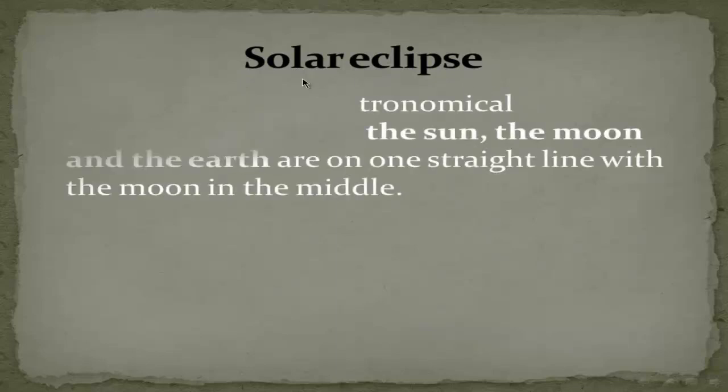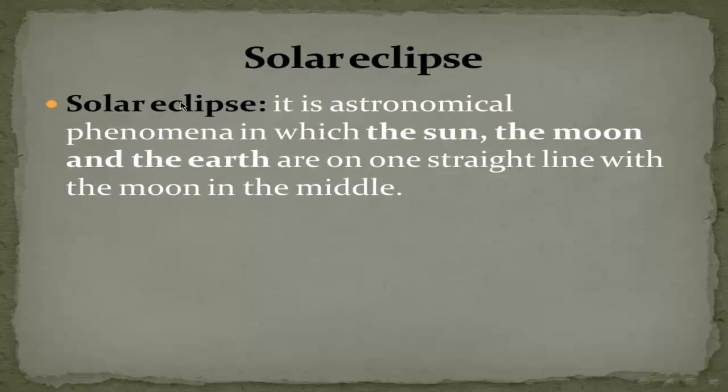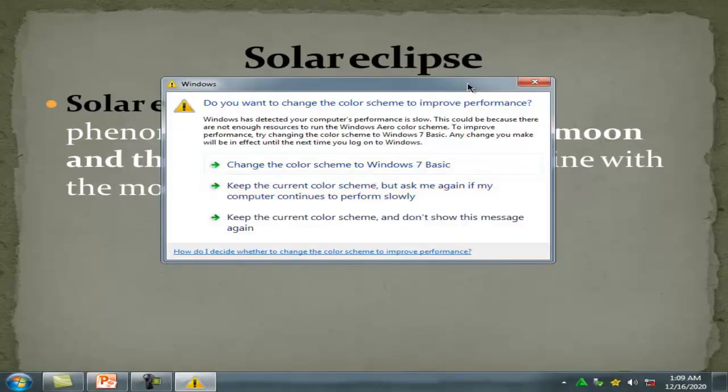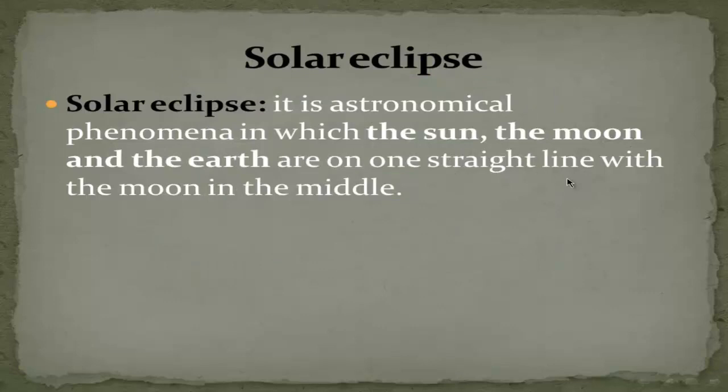So, what is meant by solar eclipse? Solar eclipse is an astronomical phenomenon in which the Sun, Moon, and Earth are nearly on a straight line. It's a very important point here, and the Moon is in the middle.